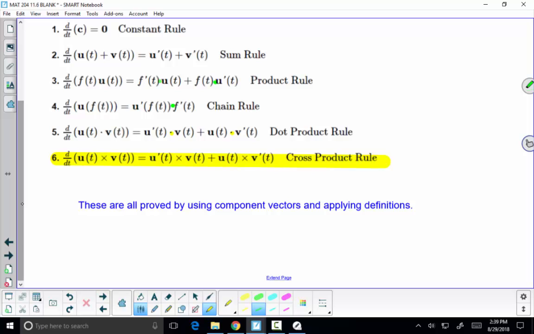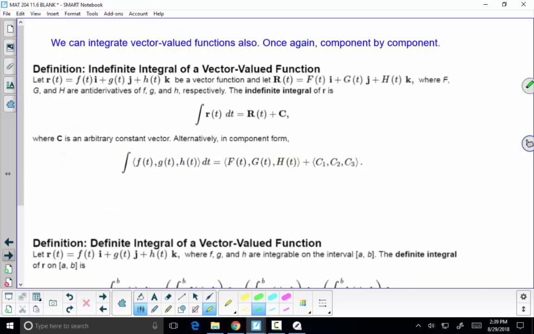Okay, so these are all very easy to prove. If you let u equal u1, u2, u3, and let v equal v1, v2, v3, you can just go through the mechanical combining of all the components, and it will come out. Nothing complicated in terms of proving it.